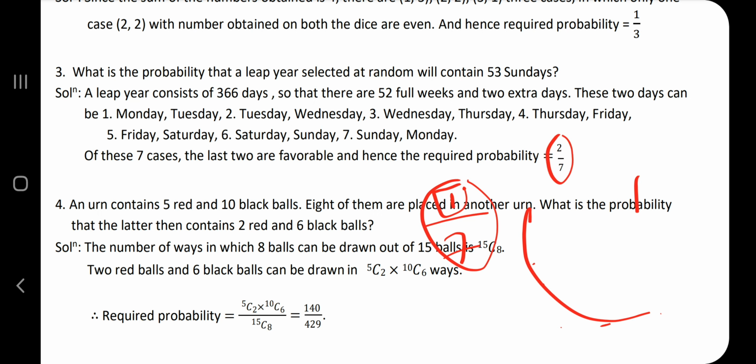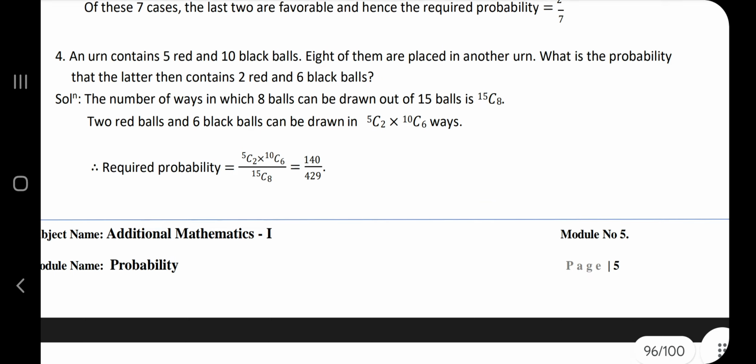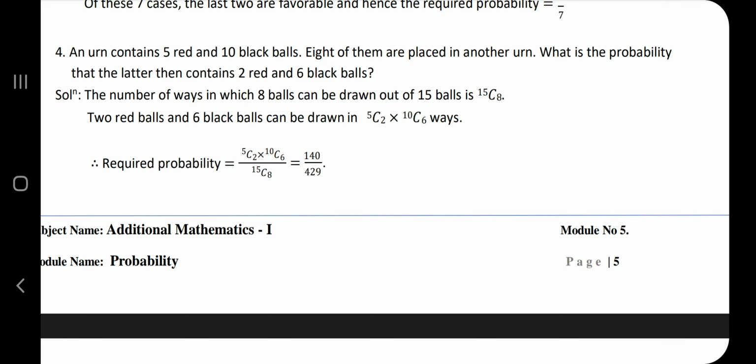2 by 7 will be the probability in the leap year. Okay. Moving on, we have the next question, which is: an urn contains 5 red and 10 black balls.